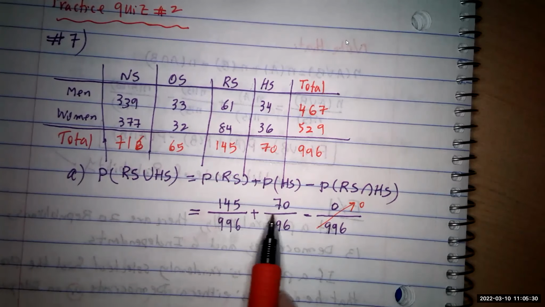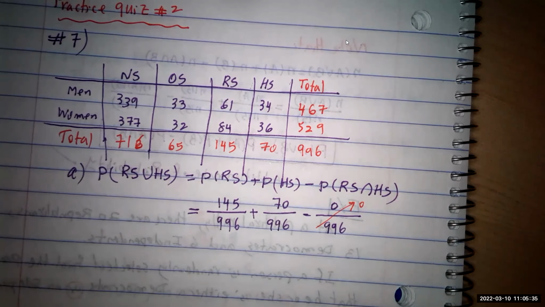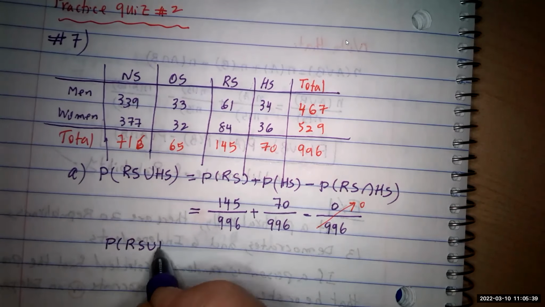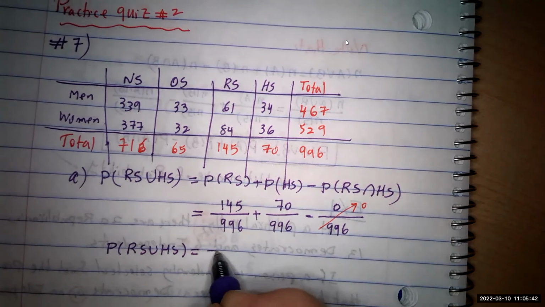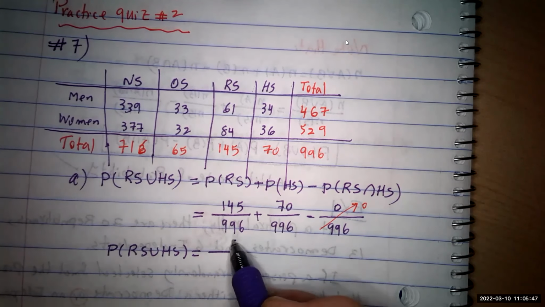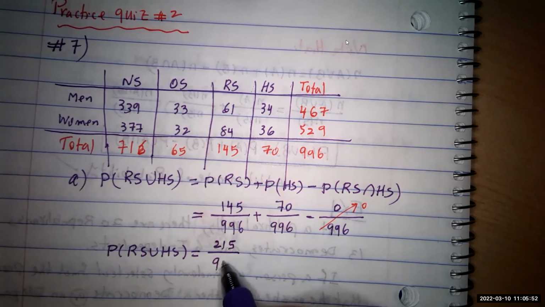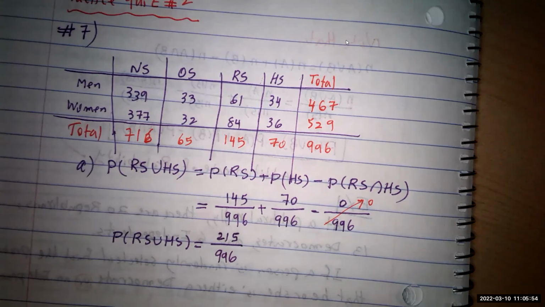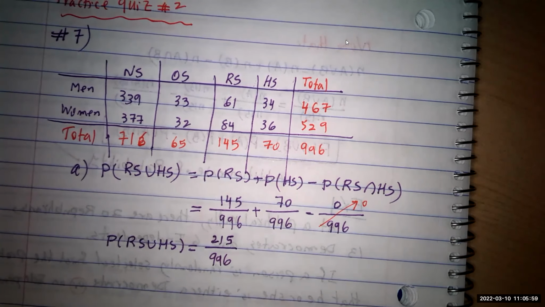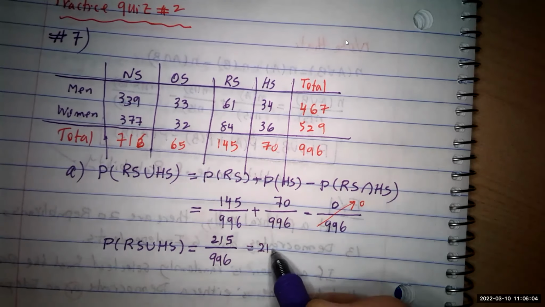So you have to add 145 and 70, and then get the result. So the probability of that person being a regular smoker or heavy smoker is going to be equal to, you add this, it's going to be 215 over 996. Again, you can leave it because it cannot be simplified, but it's better to use your calculator to give us the percent. In percent, it's going to be 21.6%.